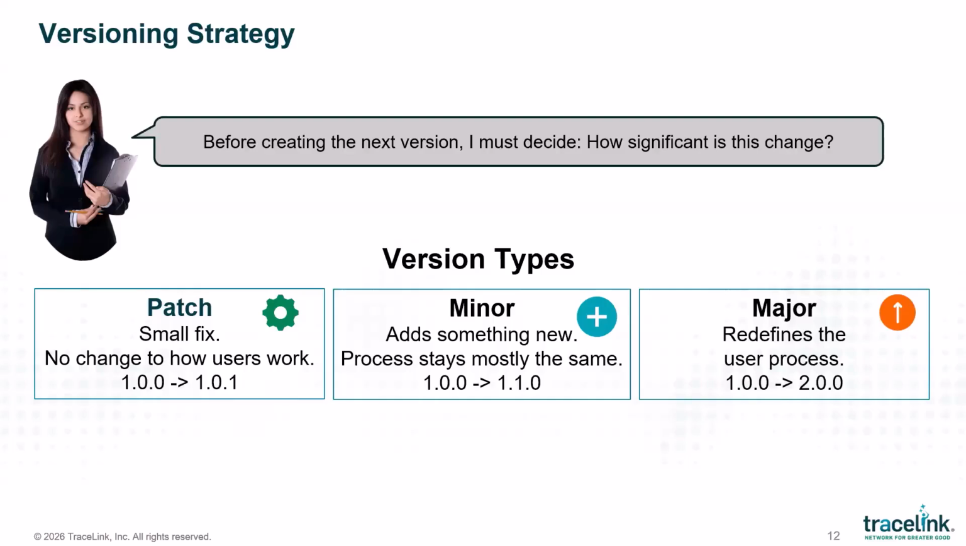Major: breaking or non-compatible changes. Minor: backward compatible enhancements or new features. And patch: small fixes or refinements. Each new version then progresses through the life cycle: edit, test, release. Versioning keeps solution evolution organized and intentional. Next, we're going to explore how to decide whether to create a new version or establish a separate solution path.